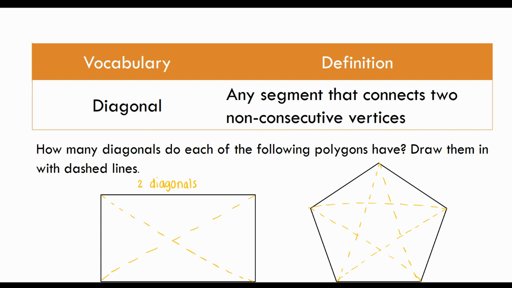So if I look, there are actually 1, 2, 3, 4, 5 diagonals, okay? Because you don't want to repeat when you're counting diagonals. So there are 5 different diagonals in this particular figure.